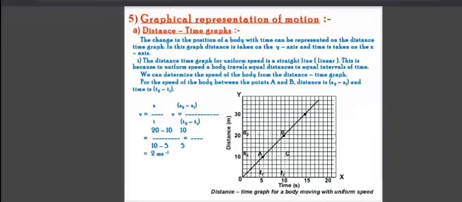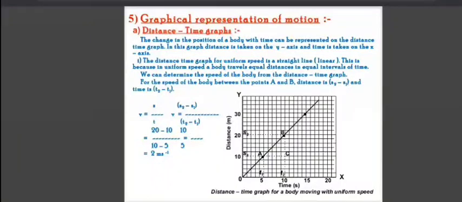Okay, so now we will start the graphical representation of motion. Two major types of graphs we have. One is the distance time graph, the other is the velocity time graph. To begin with, I want to make it very clear.